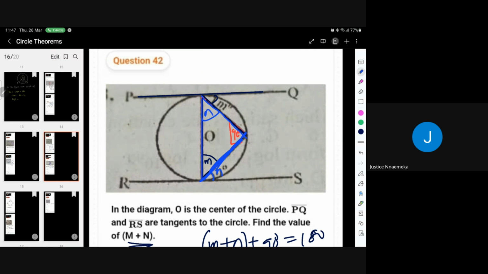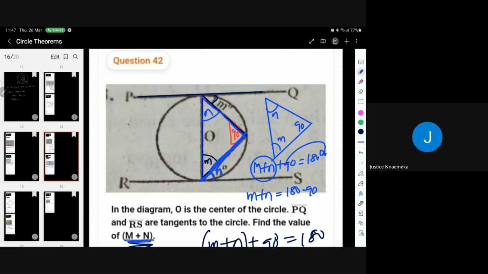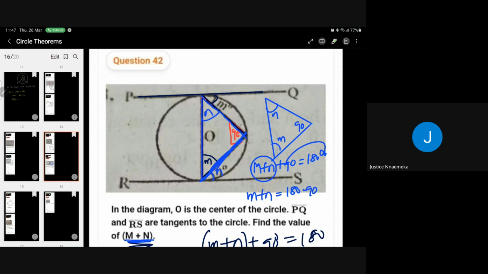So therefore, the total angle in a semicircle will now be what? You now have a triangle that looks like this. We say that here is 90, here is n, here is m. And they say we should find the sum of m plus n. So m plus n plus 90 is equal to 180. But they want this answer together, so m plus n is equal to 180 minus 90, and that will give us 90. Does that make sense now, Justice? All right, thank you.